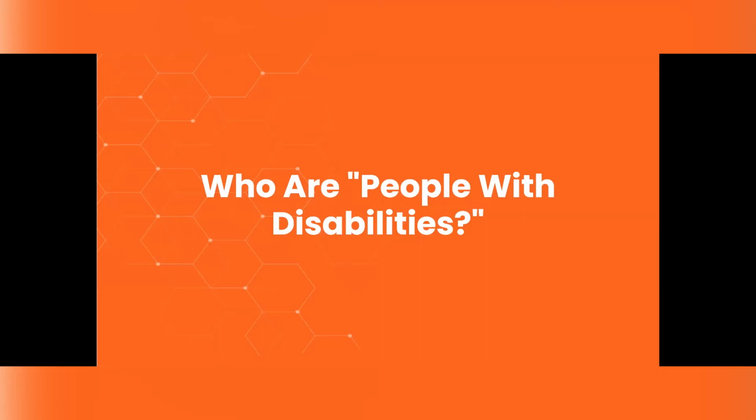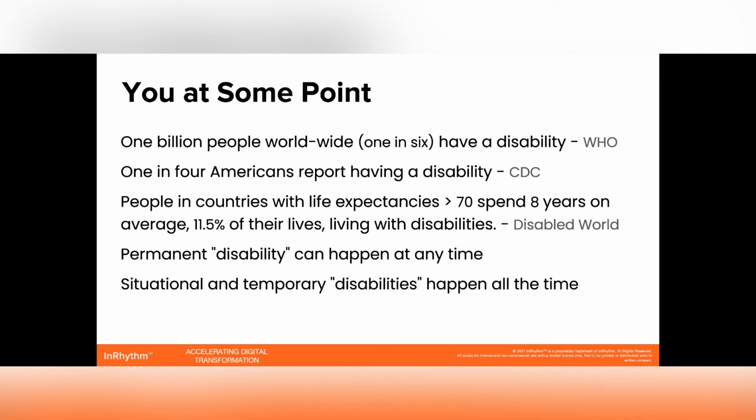Who are people with disabilities? You, at some point, since you will now or in the future fall into these categories. There are 1 billion people worldwide, or 1 in 6, who have a disability. 1 in 4 Americans report having a disability. People in countries with life expectancies over 70 spend 8 years on average, or 11.5% of their lives, living with disabilities. Permanent disability can happen at any time, and situational and temporary disabilities happen all the time.